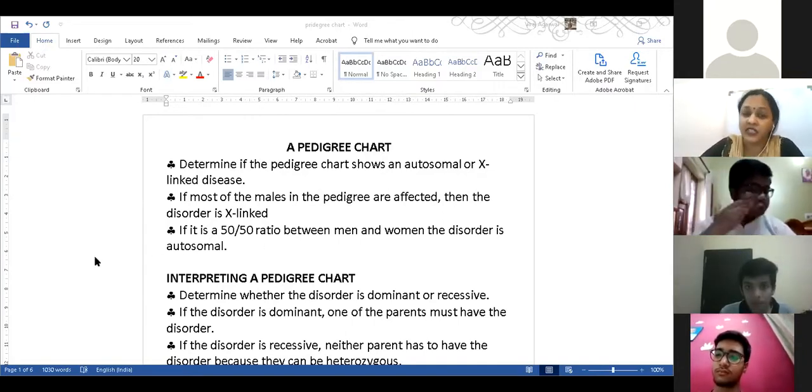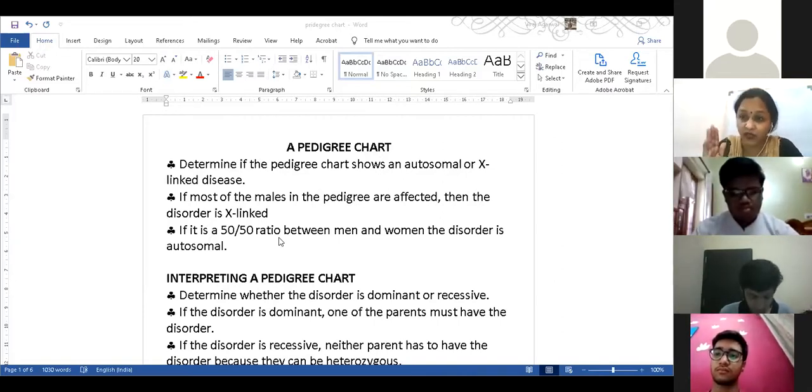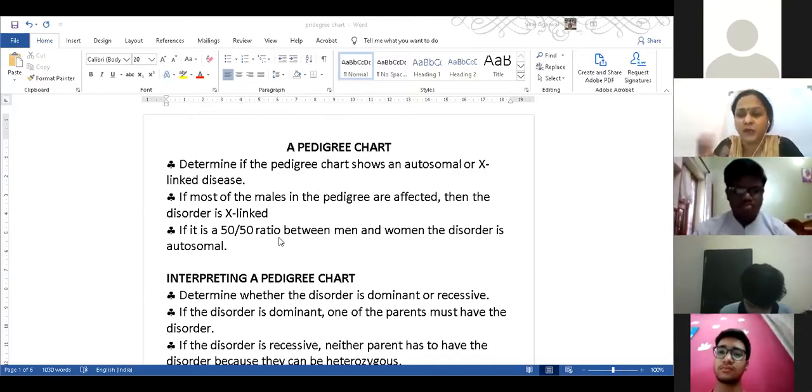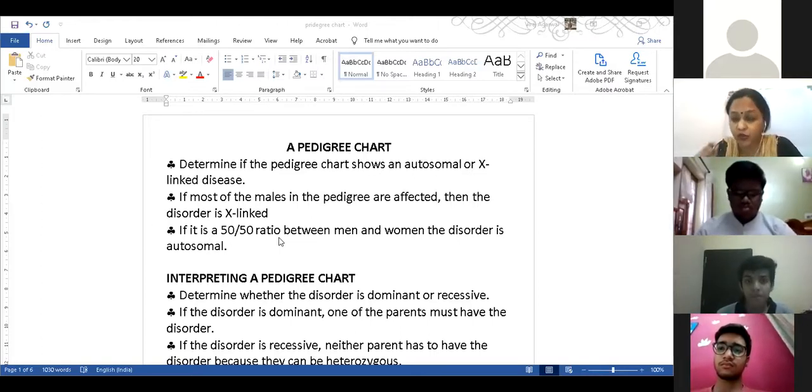Okay. Second, if there's approximately a 50-50 ratio between men and women, we do not use exactly 50% here, but if, rounded off, the ratio is coming as 50-50, then it will be a case of autosomal disease.